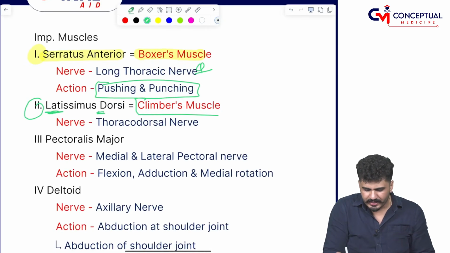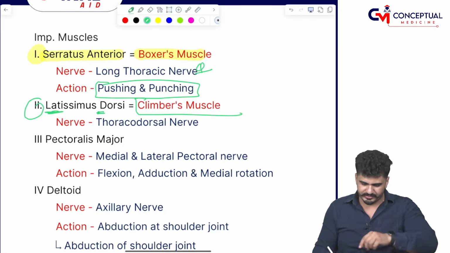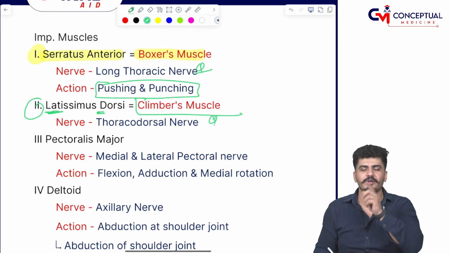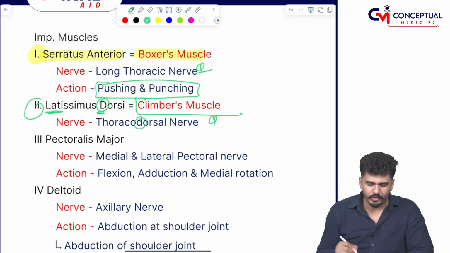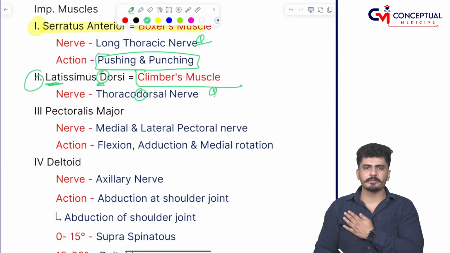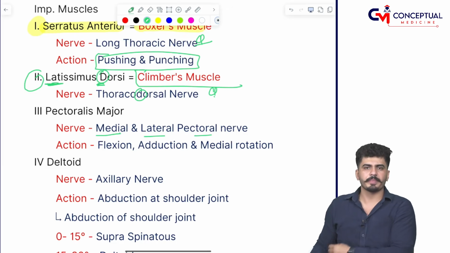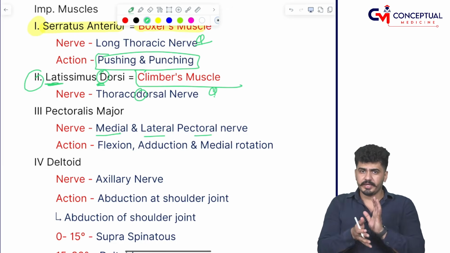Now coming to the latissimus dorsi. Latissimus dorsi is a climber muscle. So who is your climber muscle, my dear friends? Latissimus dorsi. Which nerve supplies it? Thoracodorsal nerve. D for dorsi, D for thoracodorsal nerve. Now pectoralis major, my dear friends. The nerve is the medial and lateral pectoral nerve. The name itself is telling you medial and lateral.